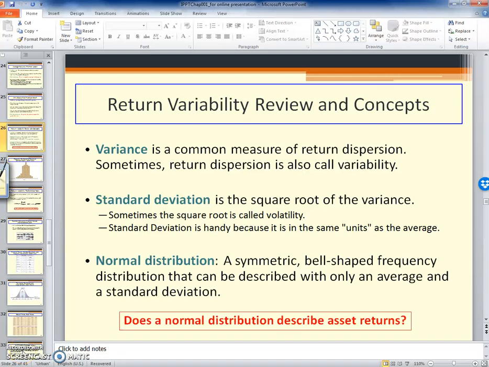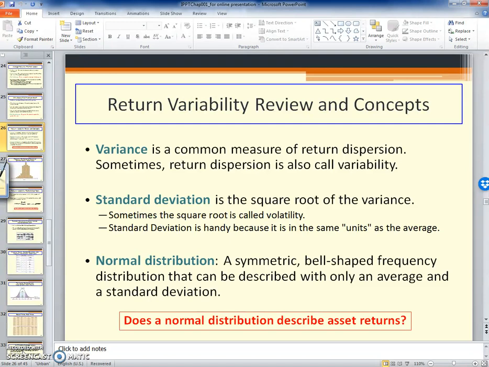Okay, so in the first set of videos, we talked about the concept of return. Now we're going to talk about the concept of risk. So what is risk and how do you measure risk? There are many ways that you can measure risk, but one of the ways that you can measure risk is using what's called the standard deviation.